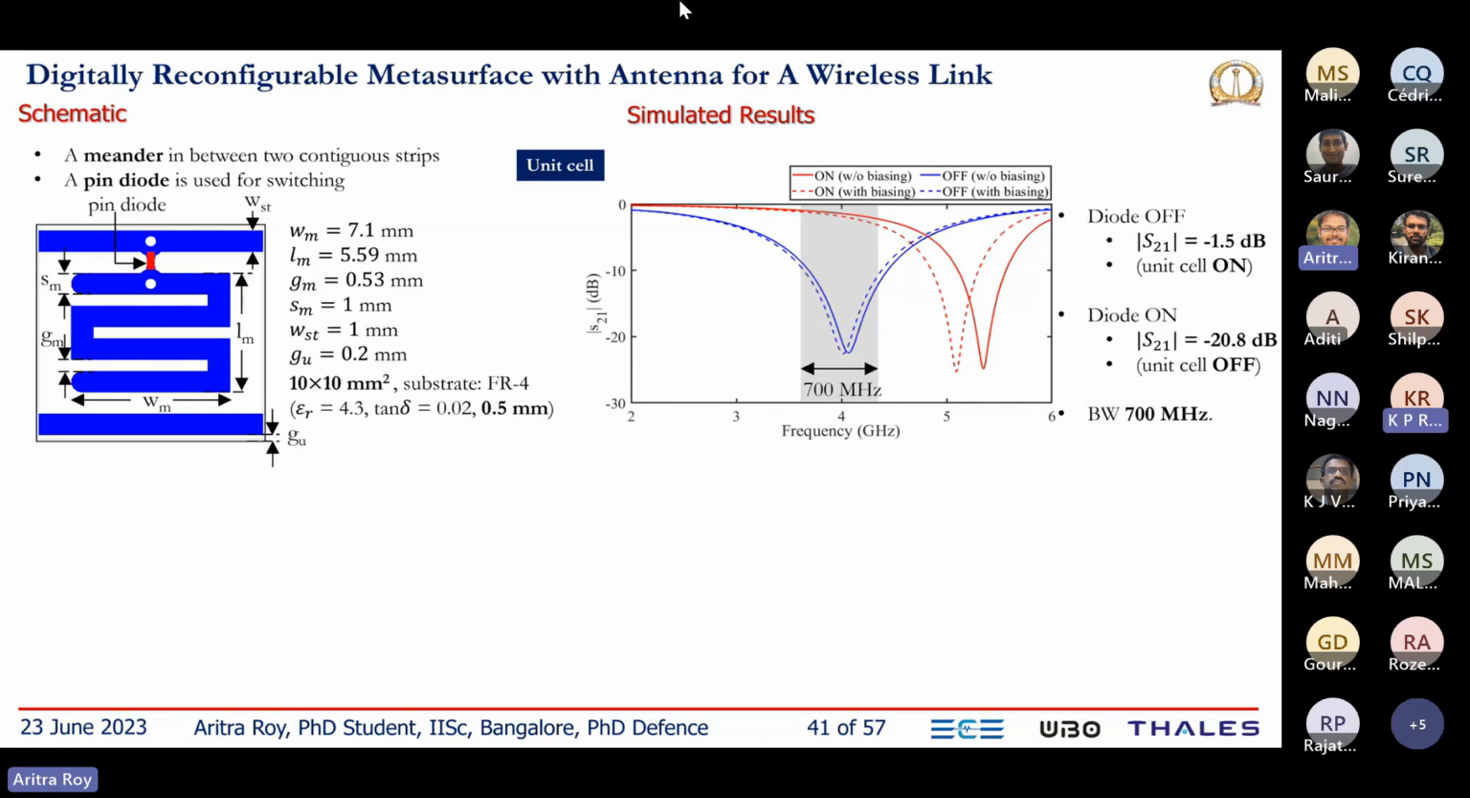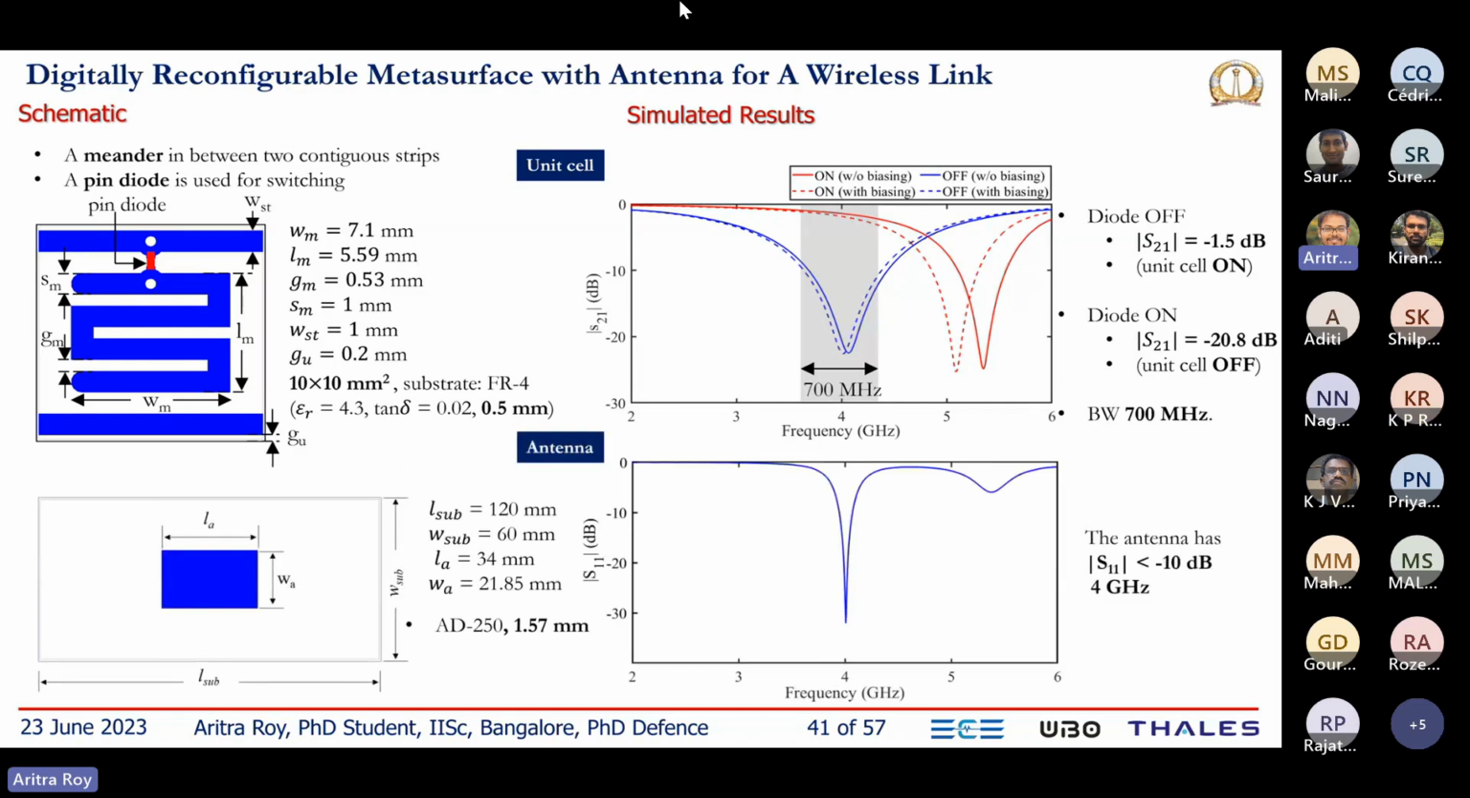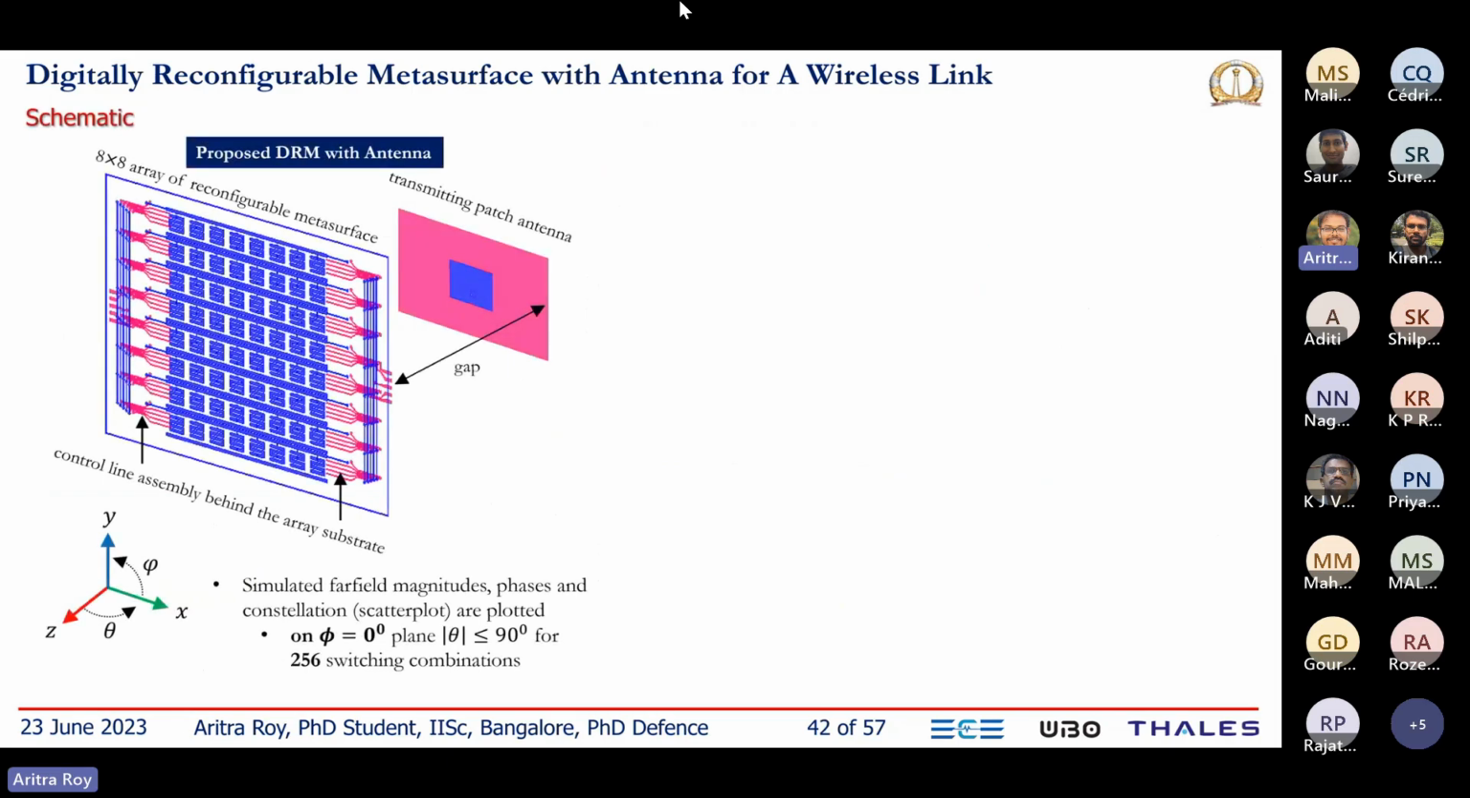So to work at 4 gigahertz, we also designed a rectangular patch antenna, and in simulation, we achieved good S11 for the antenna. After that, we designed an 8 by 8 array and placed it in front of the antenna. Here, the array dimension as well as the gap between the antenna and array are numerically optimized.